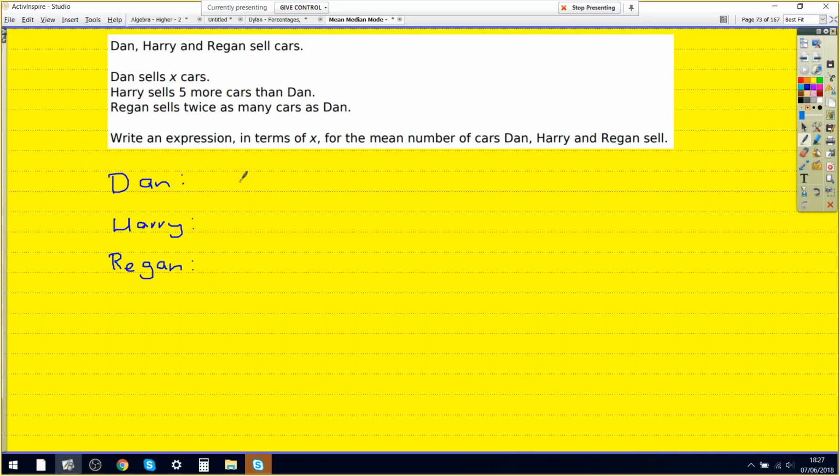So the number of cars Dan sells is x. Harry sells 5 more than Dan. How could you write that? 5 more than x. 5 times x? This is 5 more than x. So let's say if he sold 7 cars, how would you get 5 more cars than that?